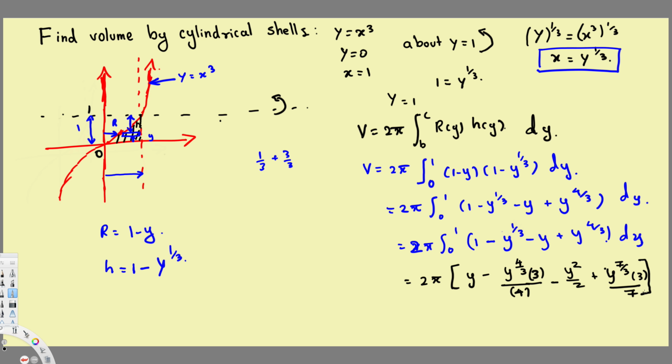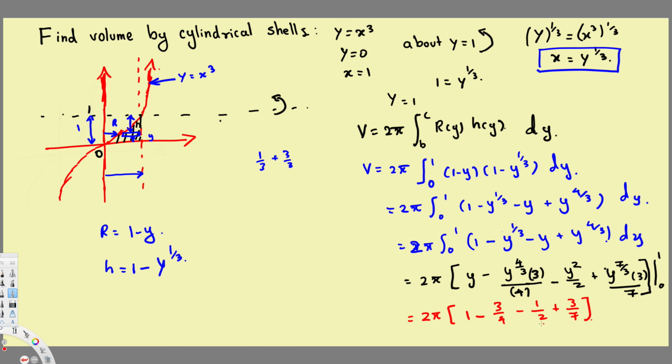So this is going to be the integration of this one, and this is going from 0 to 1, right? Let's simplify this one. Since it's 1, it makes everything easier, otherwise it's going to be really hard. So let's substitute the 1 right here. 1 to any power is going to be 1. So 1 times 3 is going to be just 3, so 3/4 minus y squared over 2 is just 1/2, plus y^(7/3), that's just 1 times 3, 3/7.